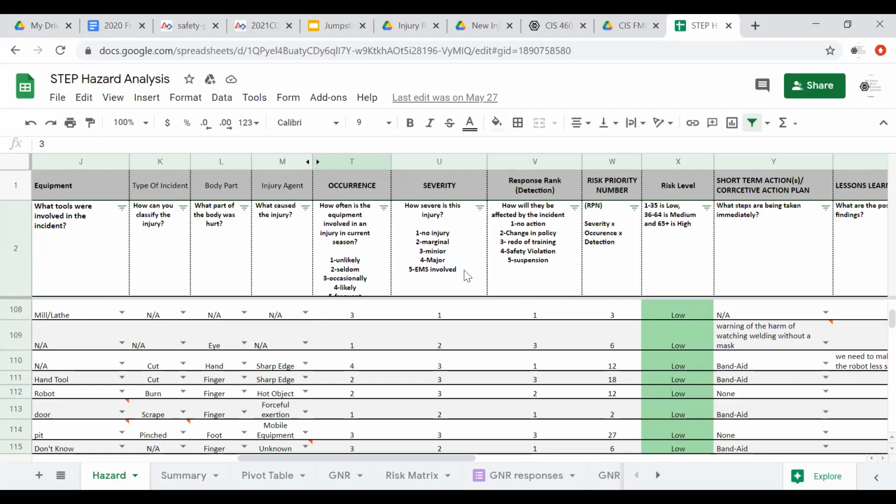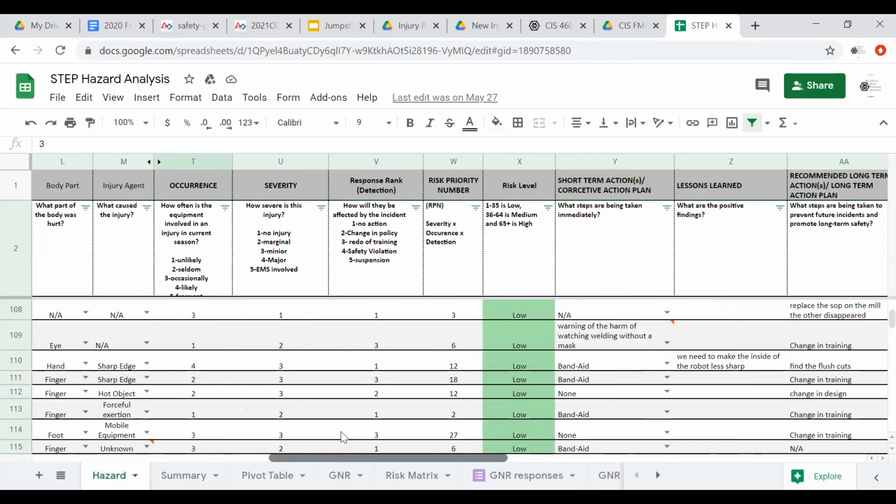Anything with major or EMS involved, I would suggest, Lisa, that you get parents involved, because parents are going to want to know if their child is being taken by EMS, and they're probably going to want to meet them at the hospital. So you want to keep that in mind.